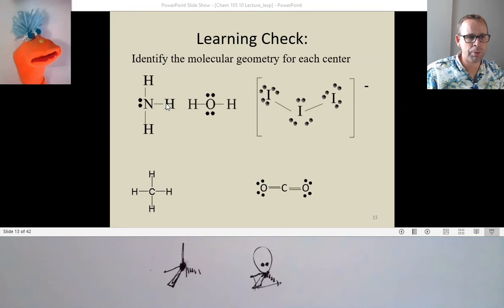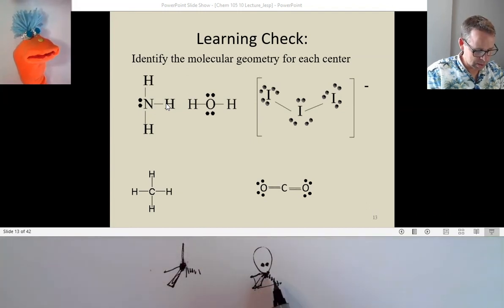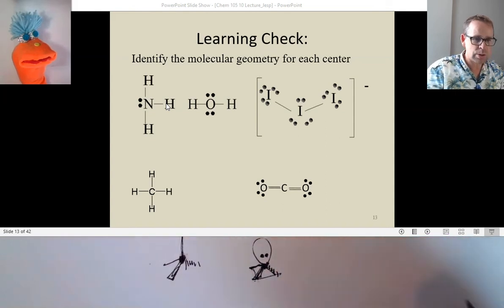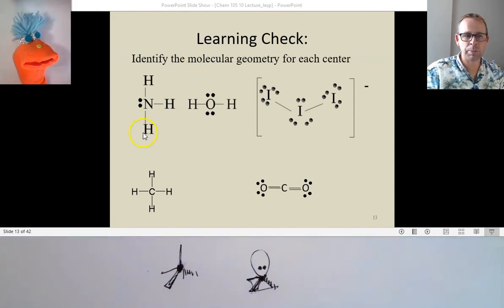I can't remember what that was. Well, see, it looks like a what on the bottom? A triangle? Looks like a triangle on the bottom, and it's forming a pyramid from that triangular base. So this is called a trigonal pyramid. Trigonal pyramid. All right, so trigonal pyramidal.